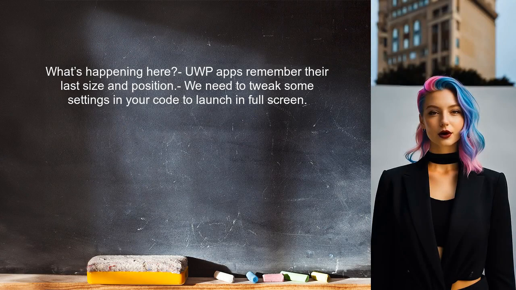So what's happening here? When you close a UWP app, it often remembers its last size and position. However, if you want it to always launch in full screen, we need to tweak some settings in your code. Let's break it down step by step.